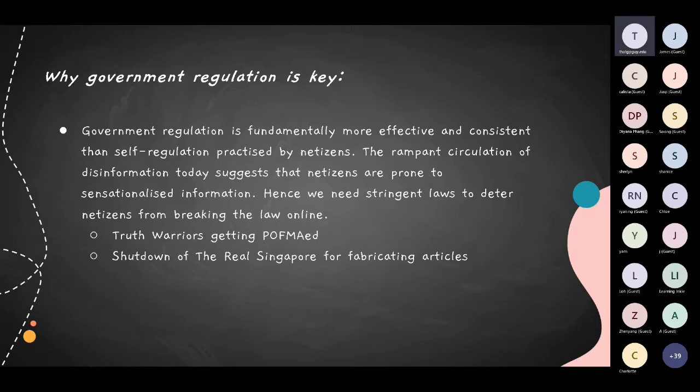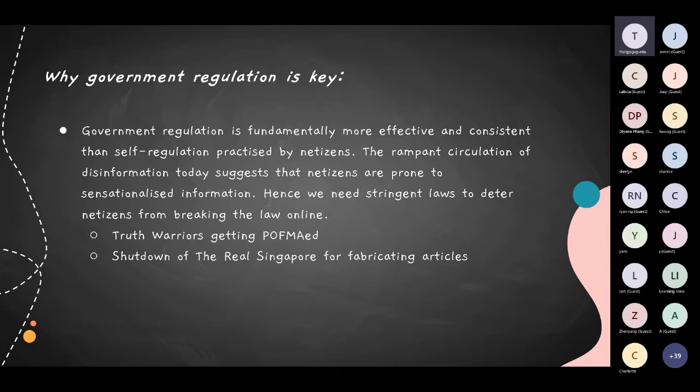POFMA stands for the Protection from Online Falsehoods Act. It is a form of legislation from the government, and it shows how government regulation, their intervention through this kind of legislation, helped to curb the spread of fake news. The same goes for the second one, the shutdown of The Real Singapore. Let me think, it's about a decade back.